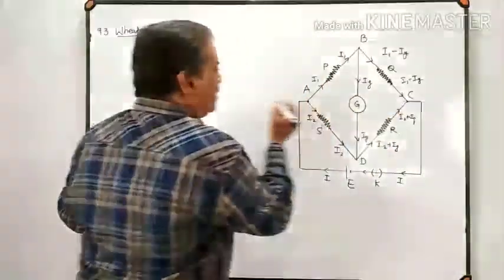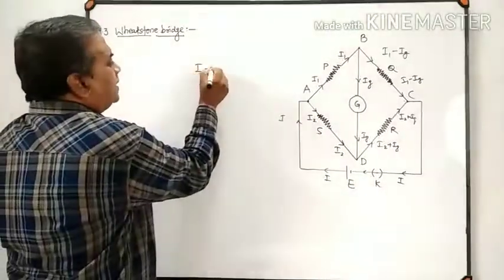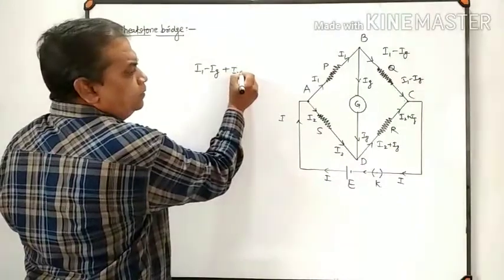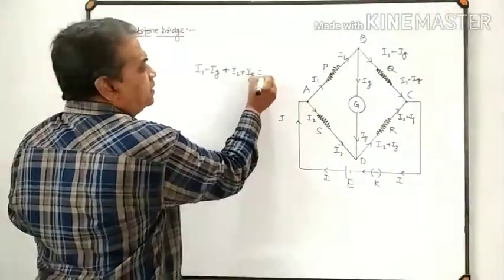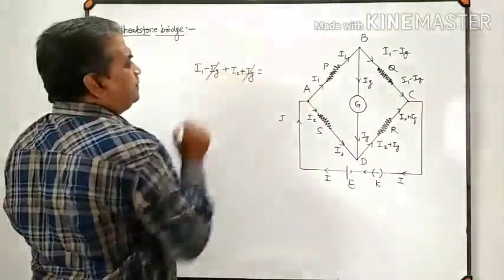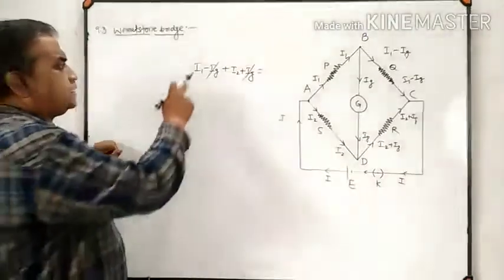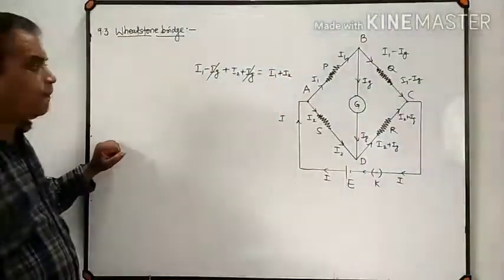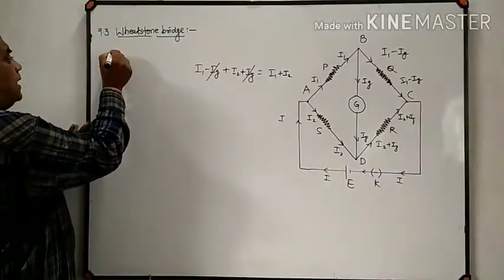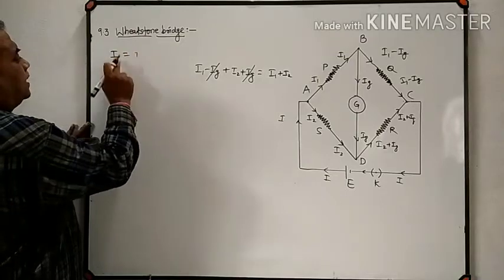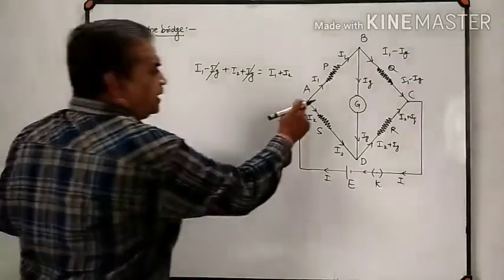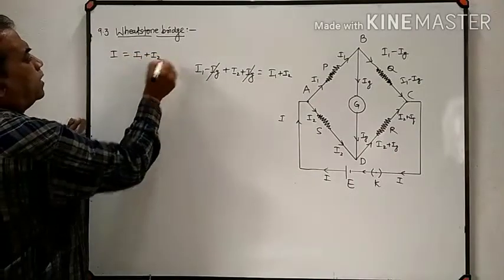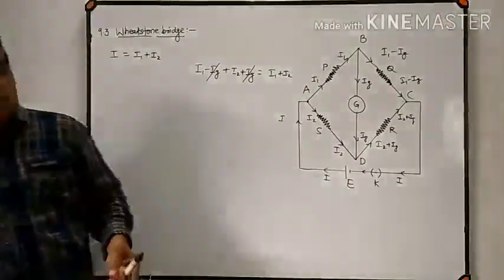So at junction point C, the two incoming currents are I1 minus Ig and the other one is I2 plus Ig, and here minus Ig gets cancelled with plus Ig. So here the outgoing current is I1 plus I2. But we know that current I, at junction point A, is equal to I1 plus I2 according to Kirchhoff's current law.